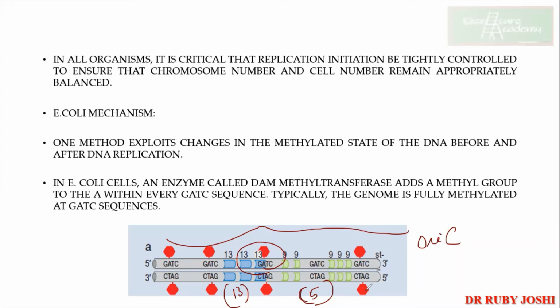Now, what do we see over here? Before replication, wherever you have GATC, it is methylated. Can you see? Can you understand? So this is before replication. You have the methyl group present everywhere, wherever you have the GATC sequences. So the genome is fully methylated.